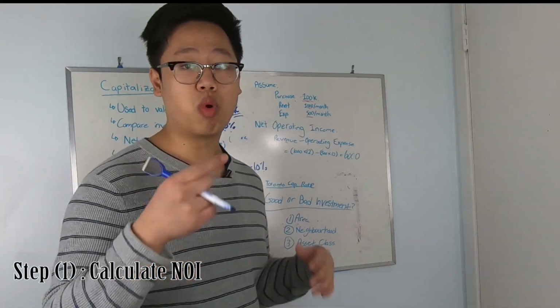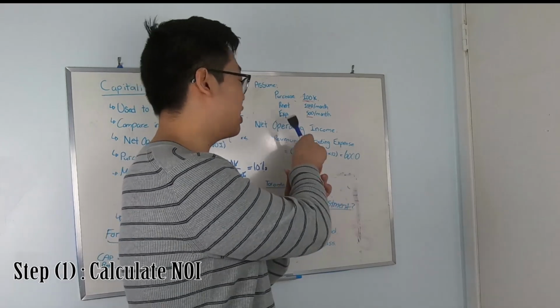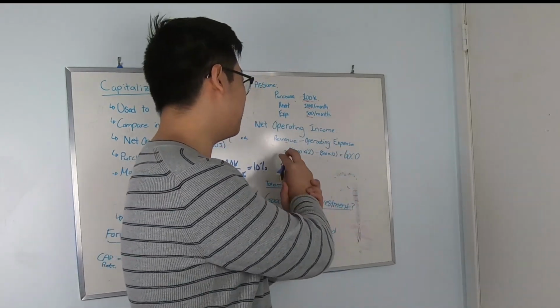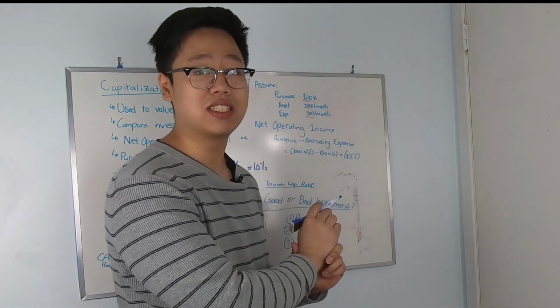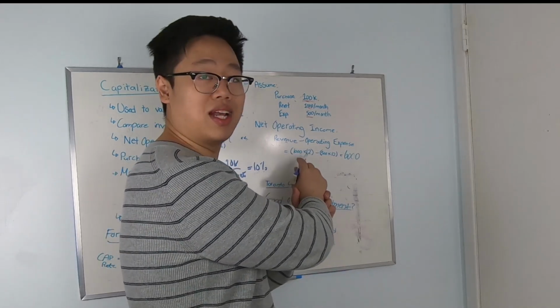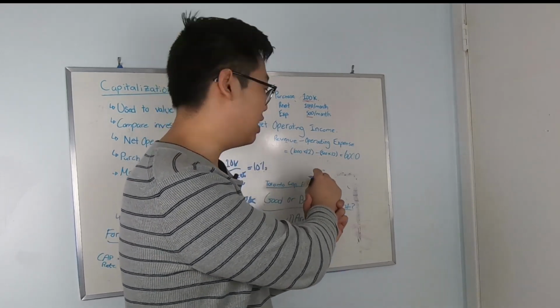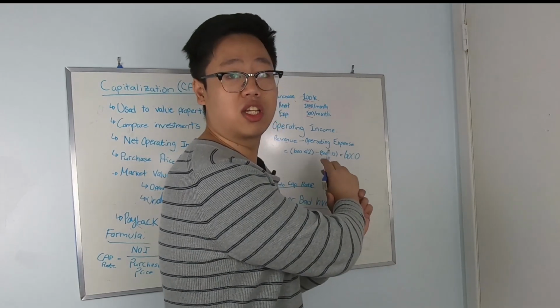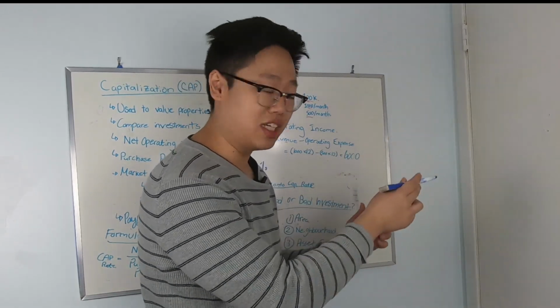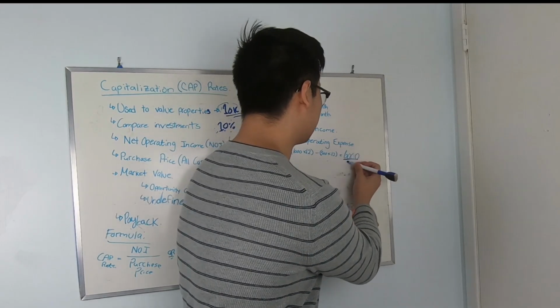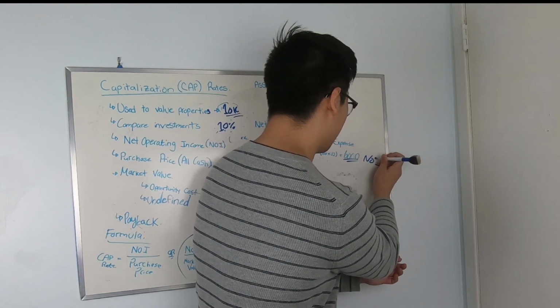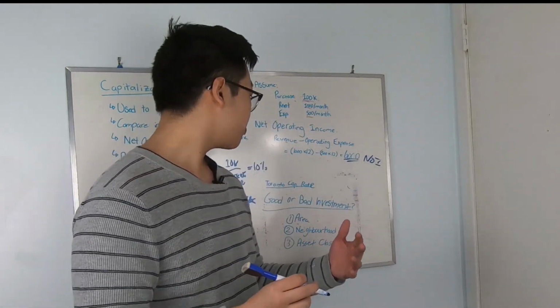First step, we're going to calculate the net operating income, and that is going to be your revenue minus your operating expenses. So $1,000 of rent times 12, because it's 12 months in a year, minus $500 of expenses times 12 months in a year, and that's going to give us $6,000 of NOI every single year, right?